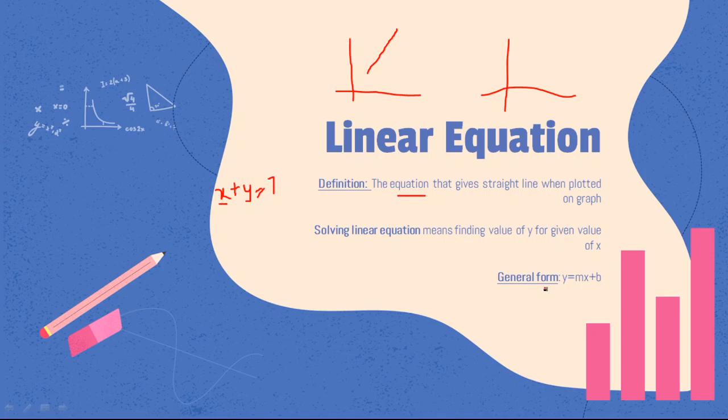In general form, a linear equation can be written as, look here, m is the coefficient here, x is the variable here, and b is the constant here. If we add these terms, if we solve this term, we get y. So that's the solution of a linear equation.